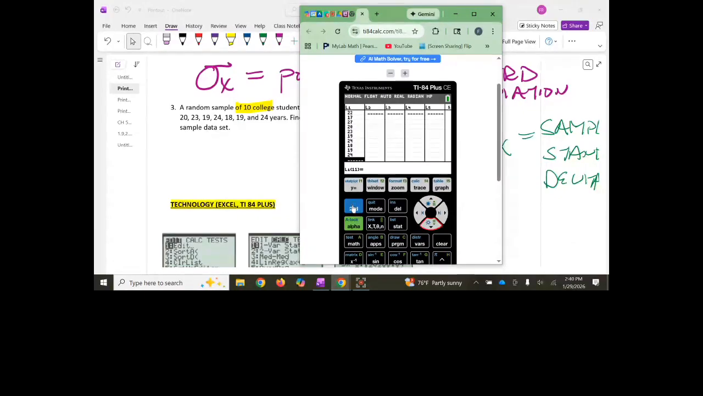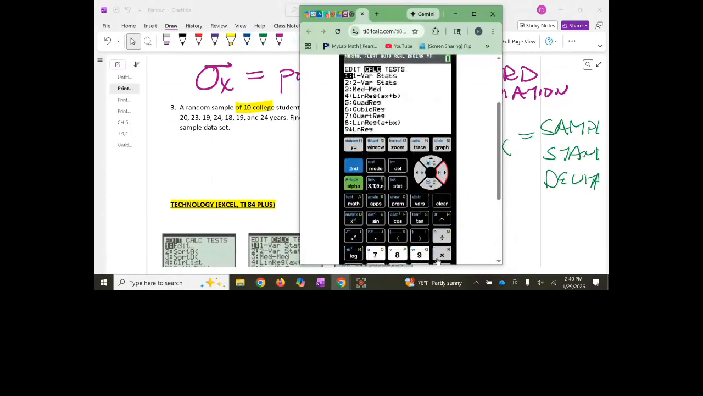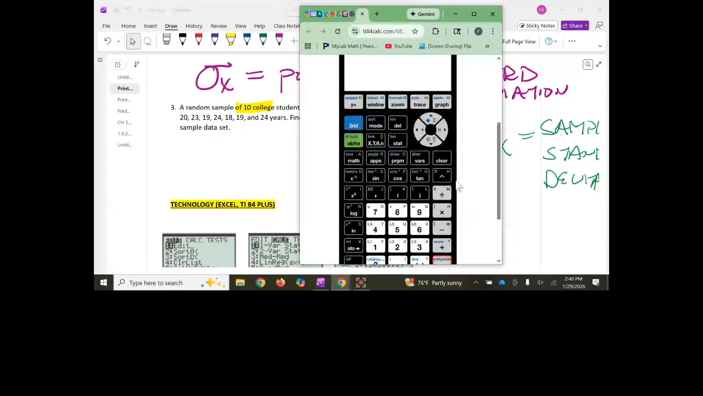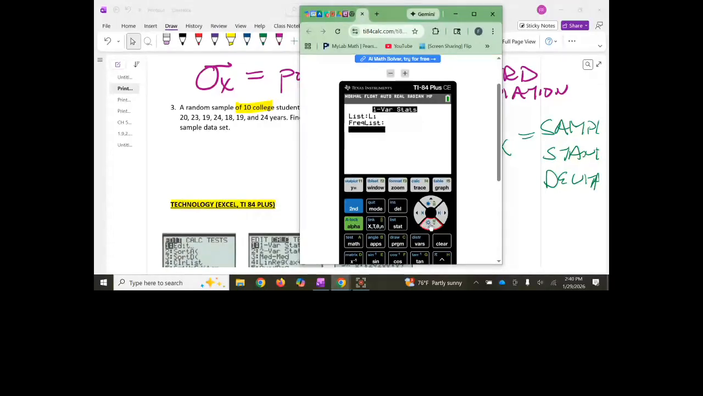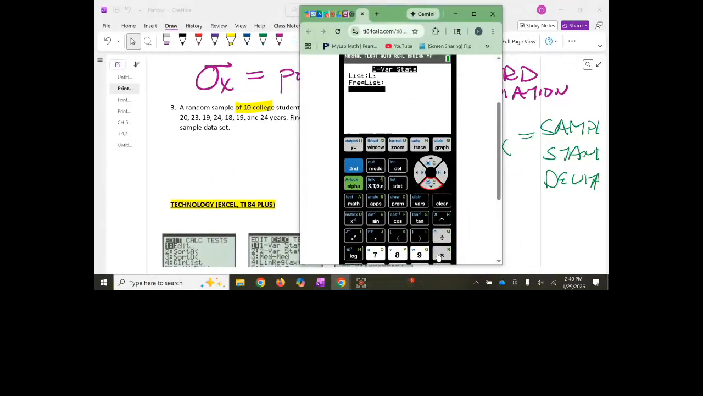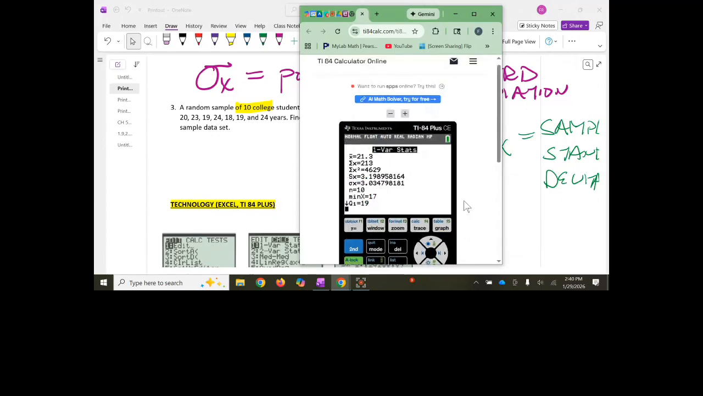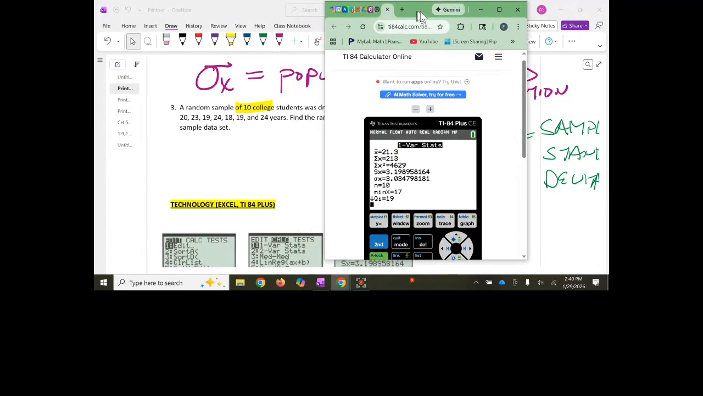I want to get out of this, so I'm going to go second and quit. I'm going to come back to stats, and we're going to go to the menu that says calculate. You can just use the arrow button, and we're going to calculate our one variable stats. Hit enter, and it's going to give me a few things here.